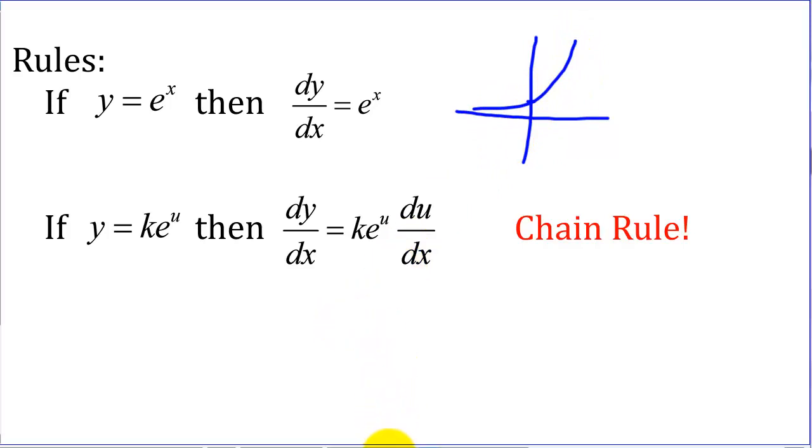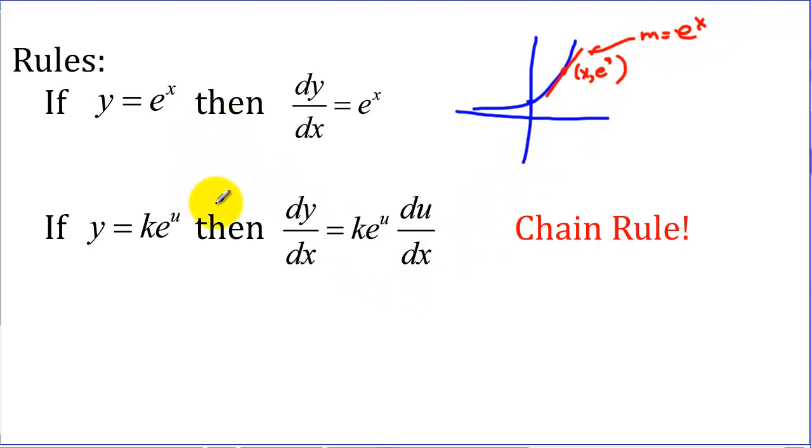If we are finding the tangent line at any point, let's say this point is x comma e to the x, the slope of this line is also e to the x.